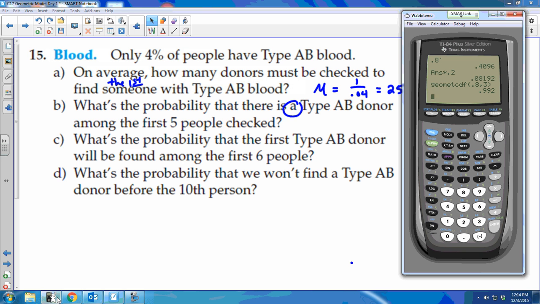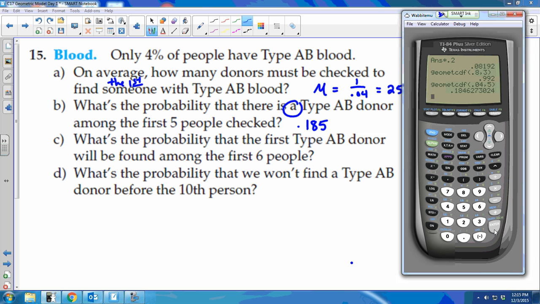We're not doing normal anything, so incorrect. Geometric CDF, our probability of getting a type AB person is 0.04, and we're using 5 people. So that's going to add up the probability of it happening on the first person, and the second person, and the third person, and the fourth person, and the fifth person. So we get 0.18. Questions about that?